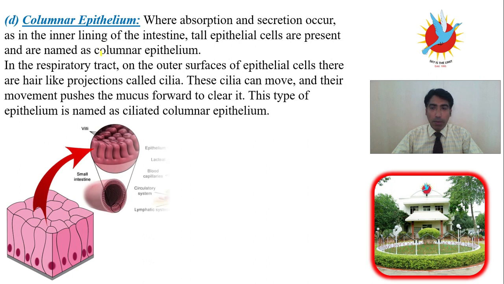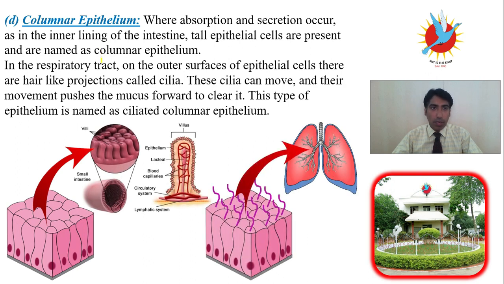Next type of the epithelium tissue is columnar epithelium. What are these type of tissue? In columnar epithelium, the cells are like a column, like pillar-like cells are present. Here in this diagram you can easily see that each cell has a shape of a pillar or a column. So that is why this is called the columnar epithelium, where absorption and secretion occurs.